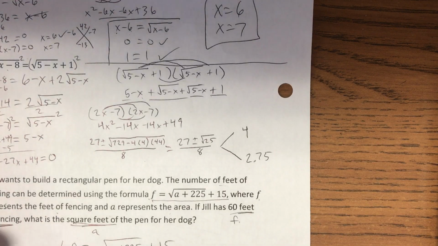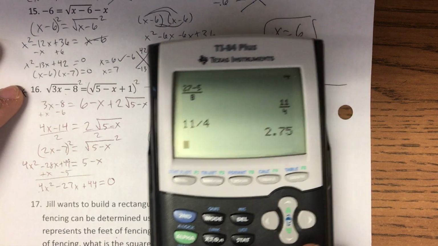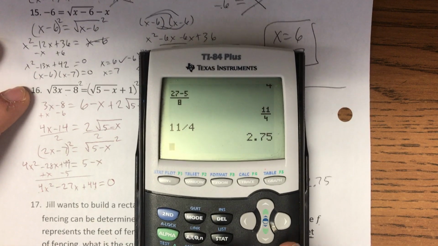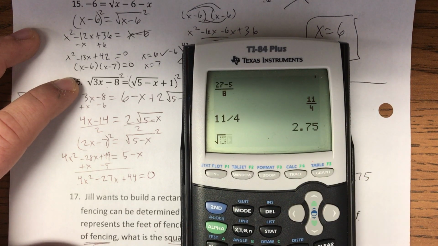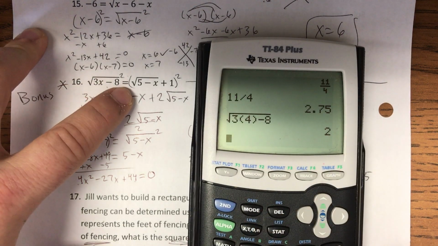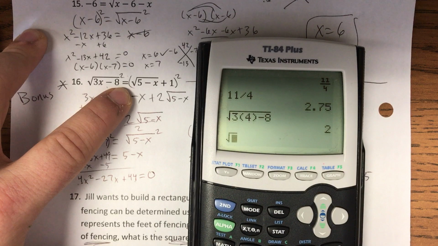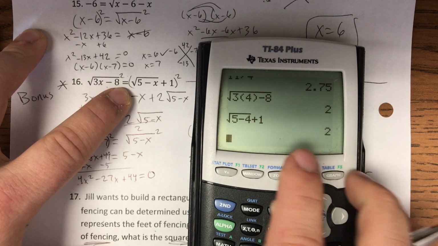Then our last step is just to check it. There's a lot of work. That's why this is also a bonus. And so I'm going to check both these answers. So for the 4, I'm going to plug it into the original equation. So we got the square root of 3 times 4 minus 8 equals 2. On the other side, I've got square root of 5 minus 4 plus 1, which is also 2, so the 4 checks.